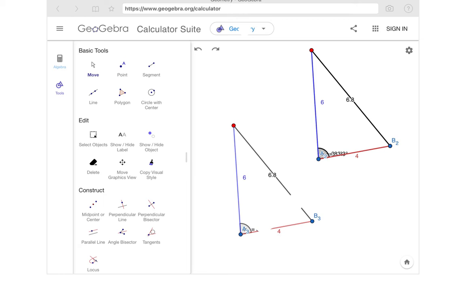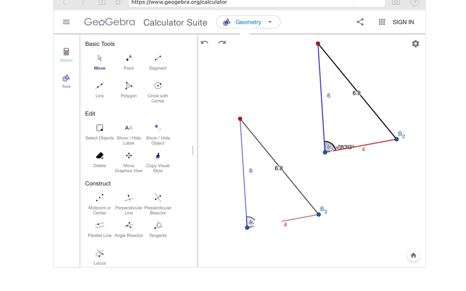So I've duplicated this triangle for you. These 2 triangles are the same size. The hinge theorem just says that if we have 2 triangles with the same side lengths, in this case 6 and 4, and one of those triangles has a larger angle between the 2 sides, then that third side will be longer.